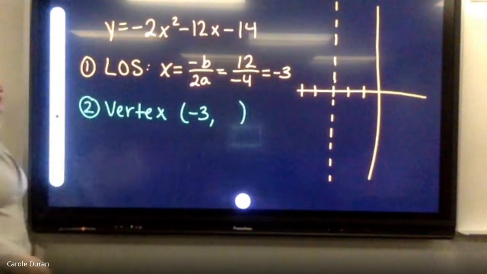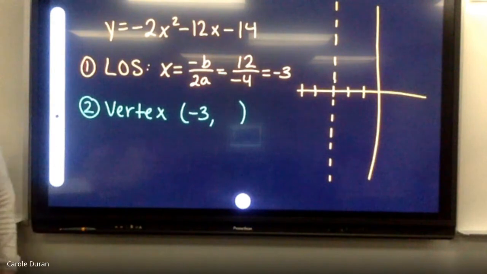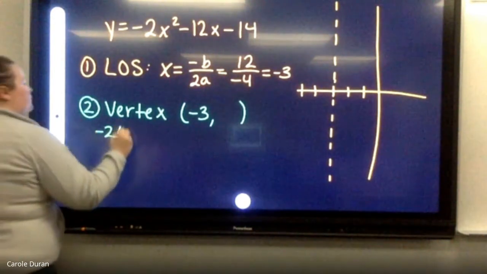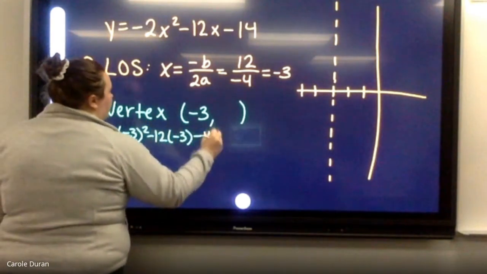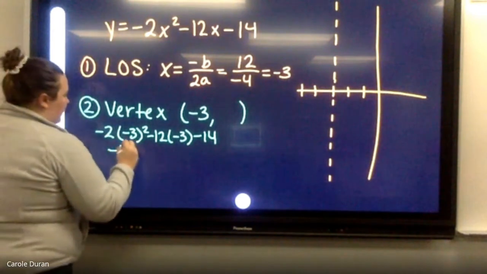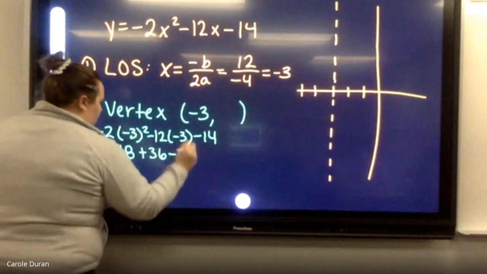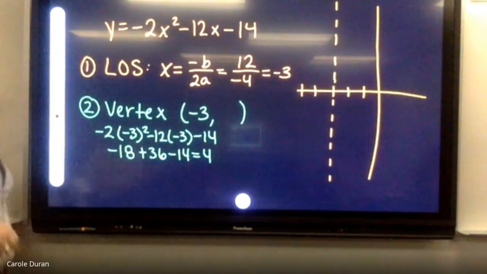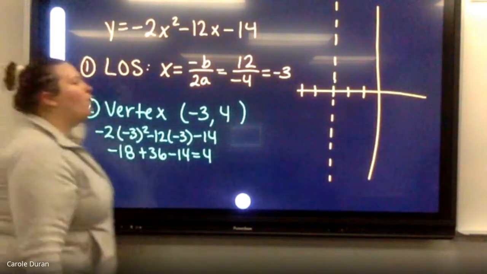How do I find the y-coordinate for that vertex? What do I do with the negative 3, Brandon? We plug it in for x and solve. So I do that, and I get negative 2 times negative 3 squared minus 12 times negative 3 minus 14. We do the negative 3 squared first, which becomes a positive 9, times the negative 2 is negative 18. Negative 12 and negative 3 becomes positive 36. Minus 14 will give me 4. So negative 3, 4 is my vertex, and that's the first point that I put down.